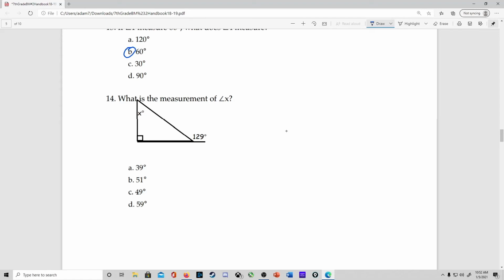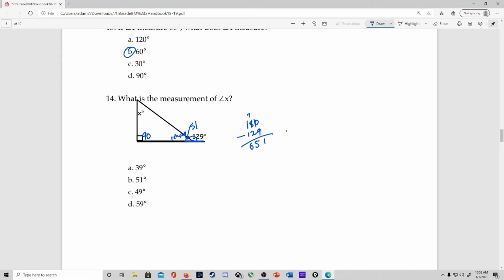So from this, we have to use a little bit of information that we know. We know this one's 90 because it's a right angle. We know this is a straight line, and we know that's 129, so this has to be 180 minus 129. Okay, so 180 minus 129, borrow, and a 1, a 5, and a 0. So then we know that this little angle here is 51.